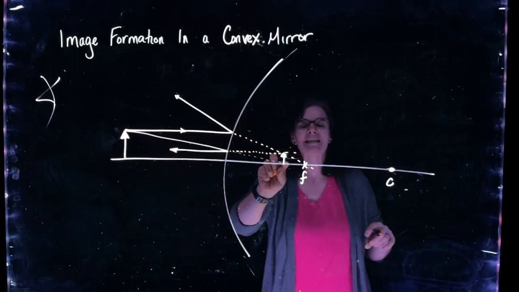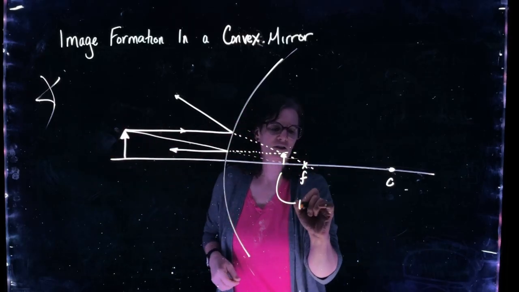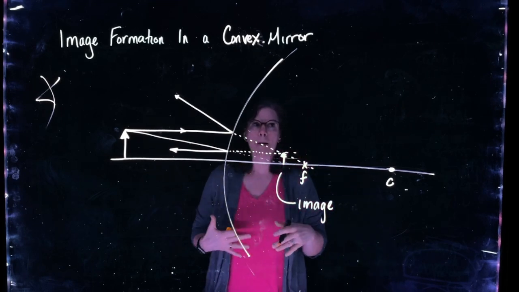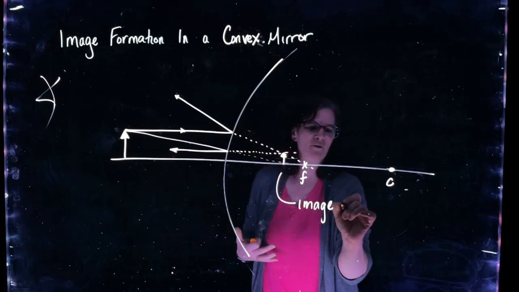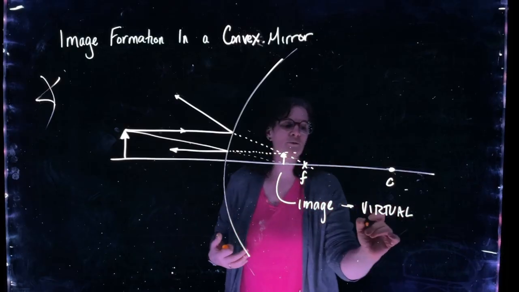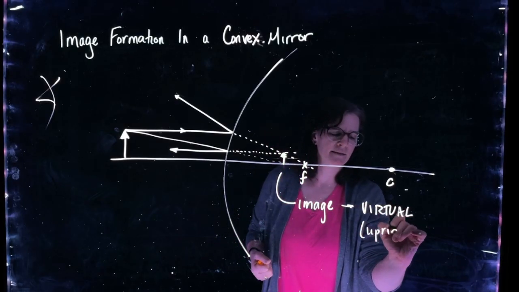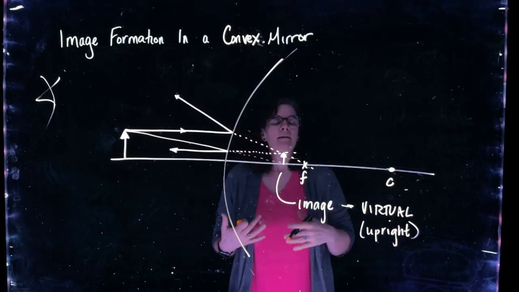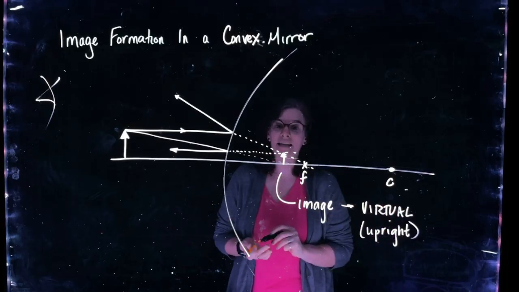And so the image, this is our image formed visually that we make up, we perceive, therefore it is a virtual image. How do we also know it's virtual? It's upright. Our virtual images are always upright. And it's located behind the mirror.